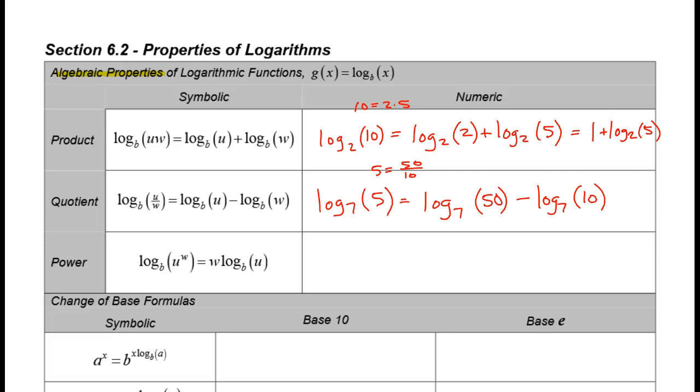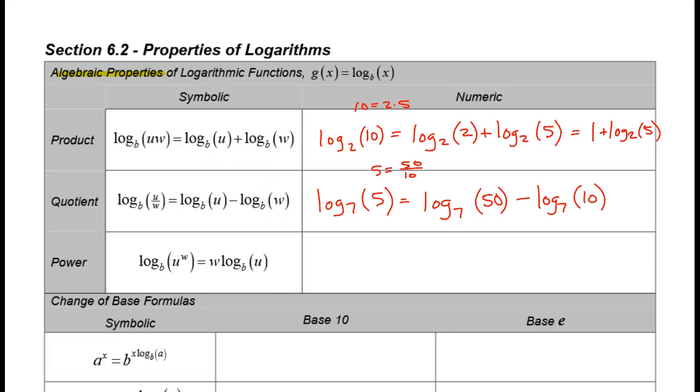And one thing that's important to note here is for both of these properties, they work forwards and backwards. So if you have an expression that looks like this, the sum of two logs that are the same base, you can rewrite it in a simpler form like this, where the product, it's the log base b of the product u and w. One thing that might help you remember these two rules, the log of a product is the sum of the logs, and the log of a quotient is the difference of the logs, if you're looking for another way to remember that.